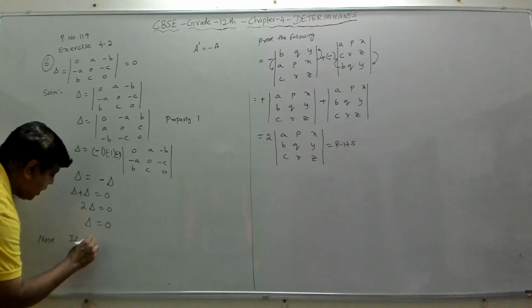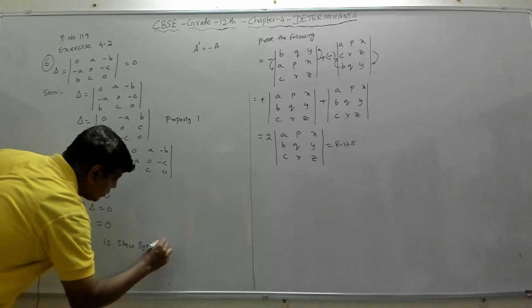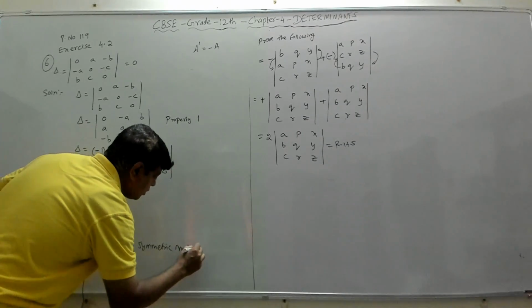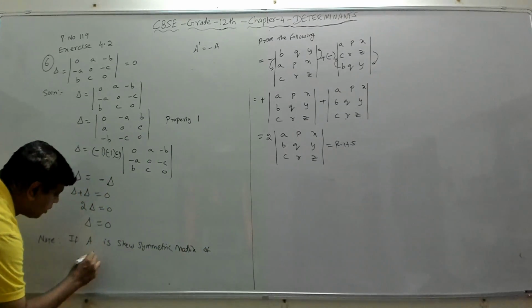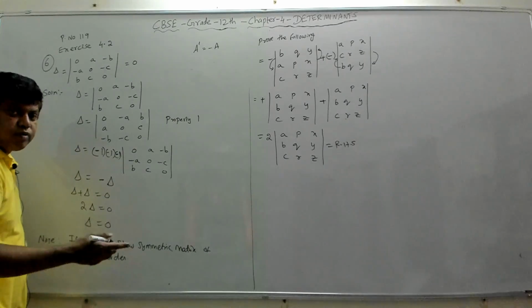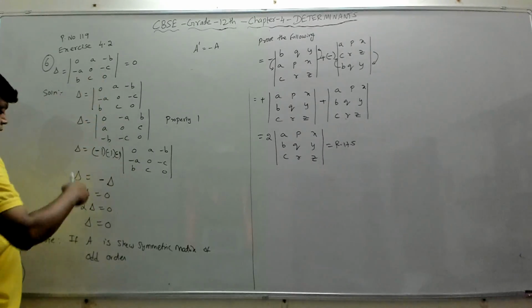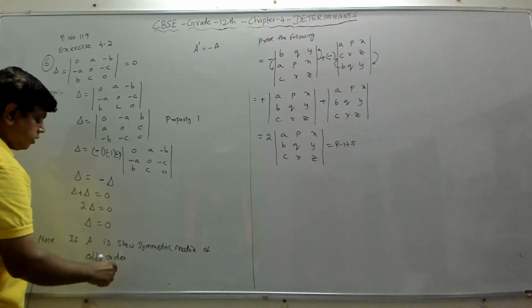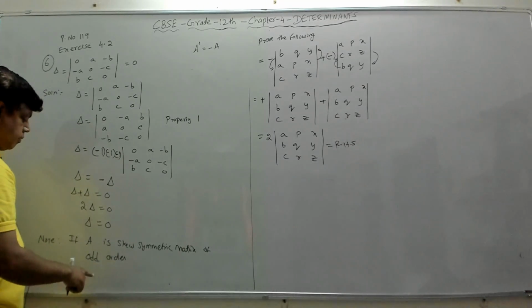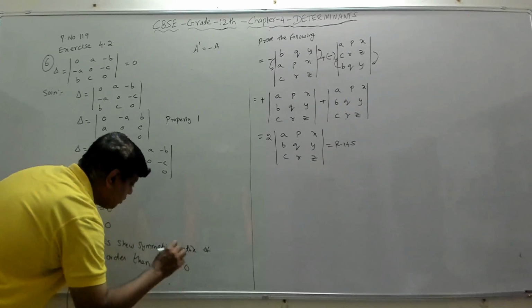if A is a skew symmetric matrix of odd order. Odd order means 1 cross 1, 3 cross 3, 5 cross 5, 7 cross 7, like that. And here it is a 3 cross 3. If A is a skew symmetric matrix of odd order, odd means odd number, then the determinant of A will be equal to 0 always.